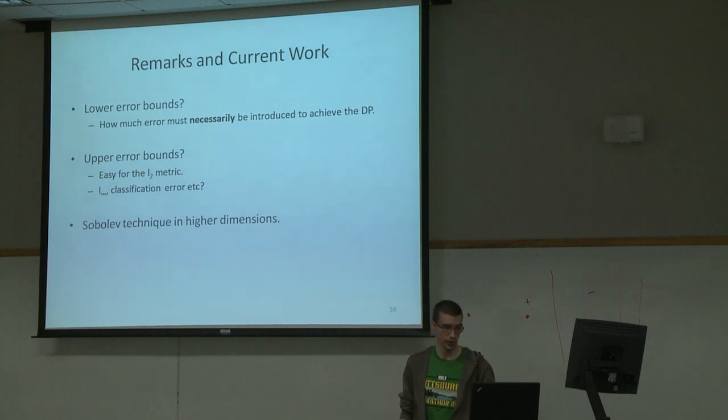Likewise, to get at the upper error bounds. I was talking about error in the L2 metric, right? In principle, other metrics are equally interesting, such as the L infinity metric, and in the case of SVM, the classification error. In order to get a handle on how bad these are, that should be the focus of some future work, I think.